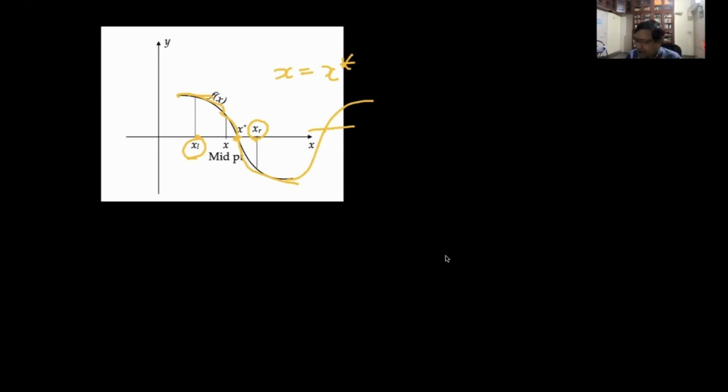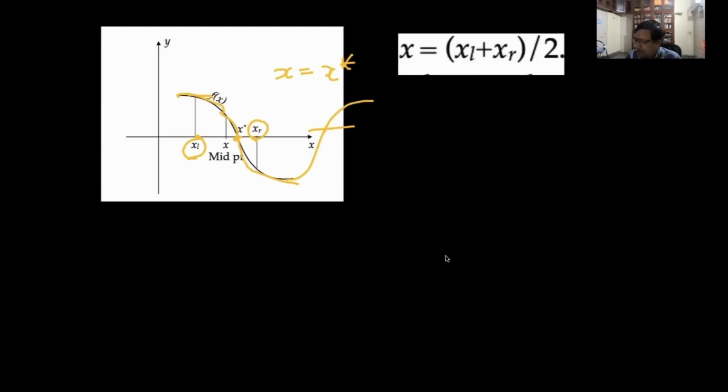Now the idea is to compute the midpoint. The midpoint is XL plus XR divided by 2. Now see whether the midpoint is to the left of x star or to the right of x star. Right now it happens to be to the left of x star. Then I replace XL by this midpoint, so the midpoint becomes the new XL.